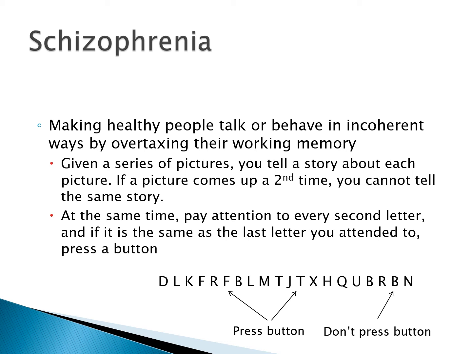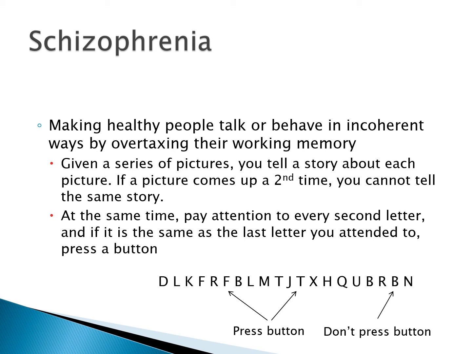But you can see how you feel you might do in this. People are given a series of pictures, and you have to tell a story about each of the pictures. If a picture comes up a second time, you cannot tell the same story. So remember, you've already told a story, and you have to inhibit that in order to come up with a new story about the picture. At the same time, they are doing a task where they have to pay attention to every second letter. And if it's the same as the last letter that you attended to, then you're supposed to press a button.